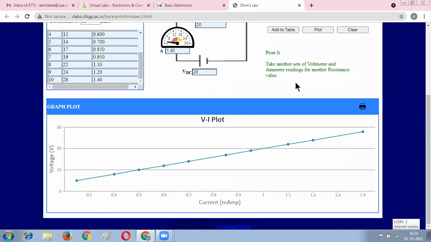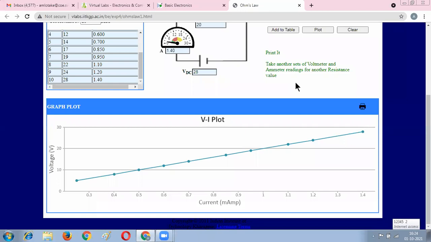So you can try this. Virtually, you can try this at home also, sitting at home, for various values of resistance. Change the resistance value, then increase the voltage from 0 to 30 volts and see whatever current is coming. And see the graph.